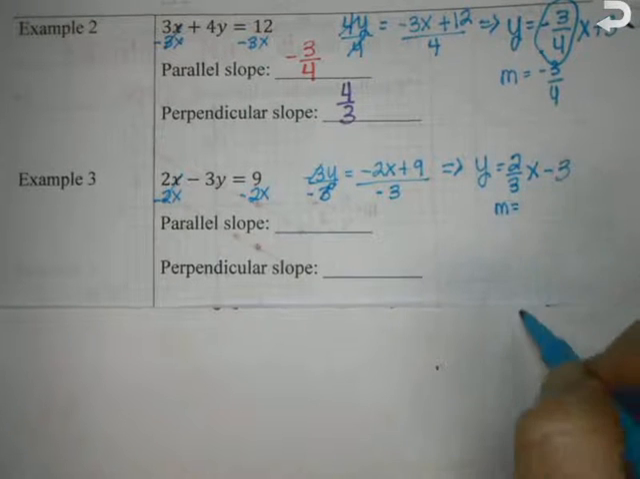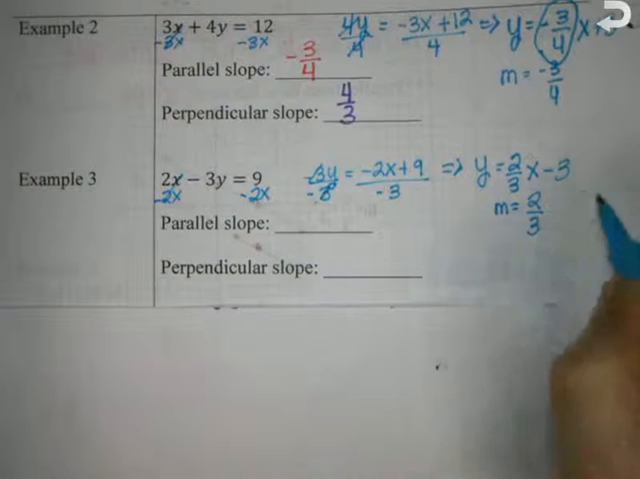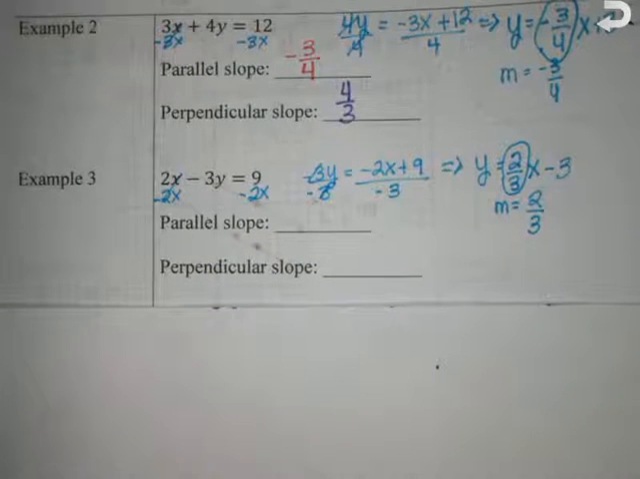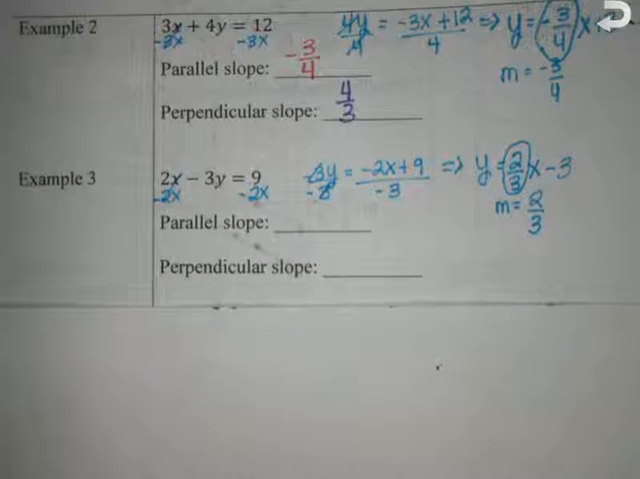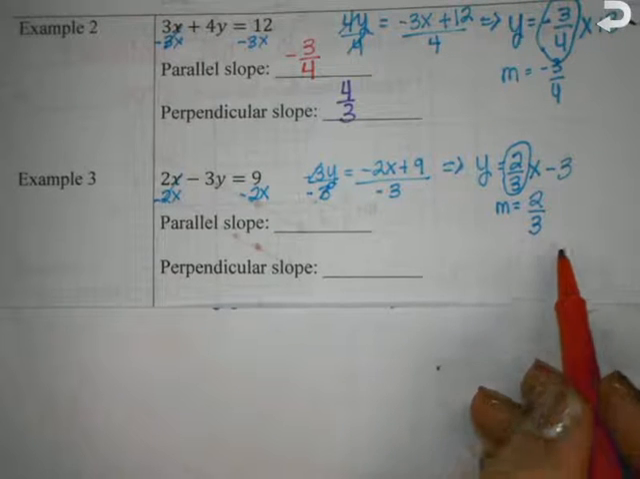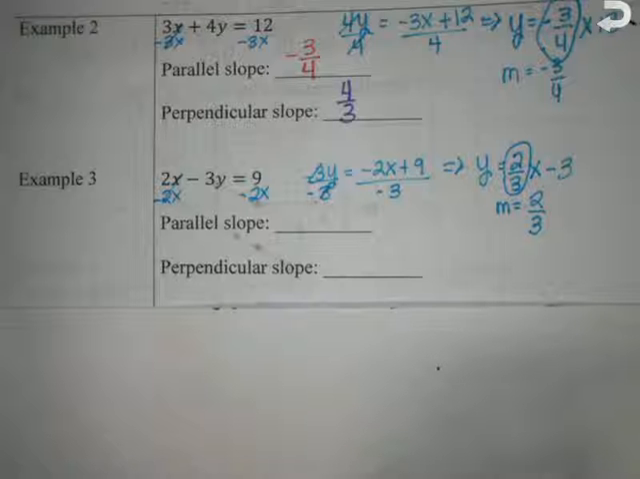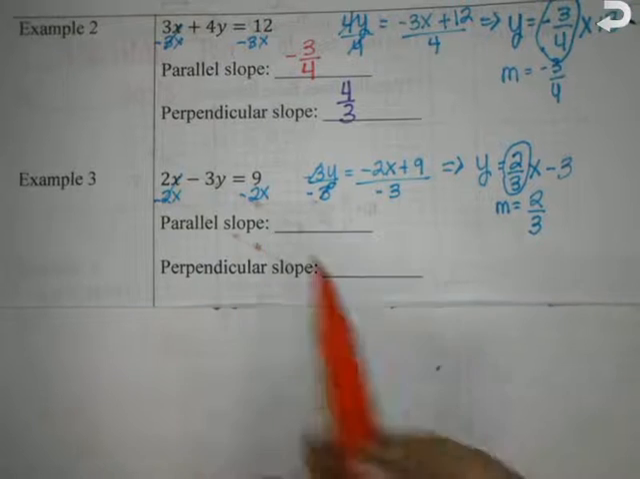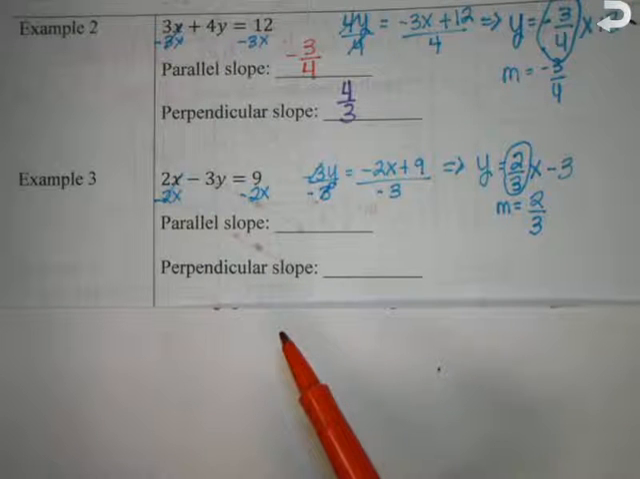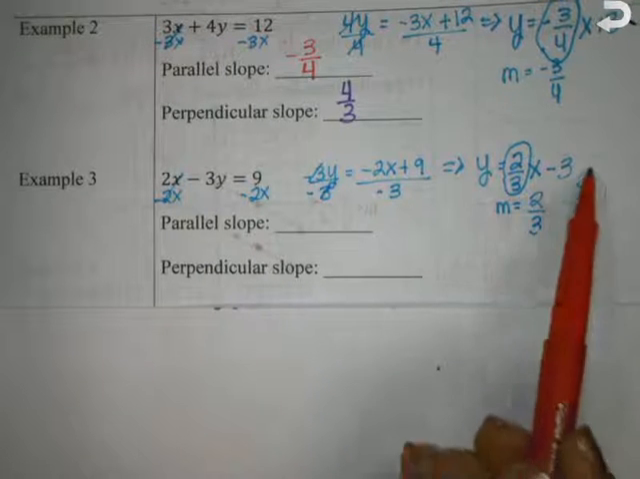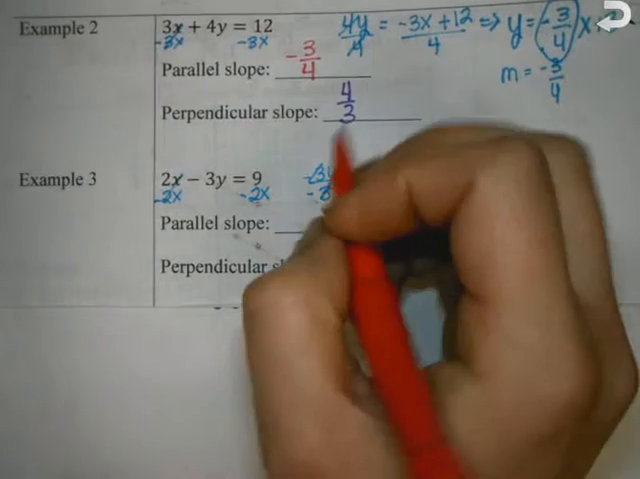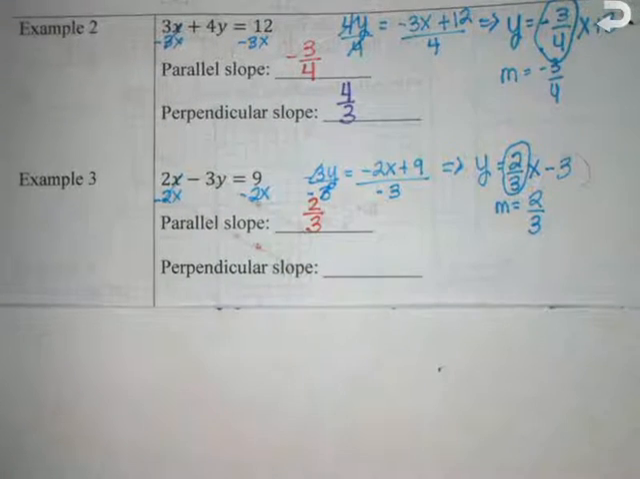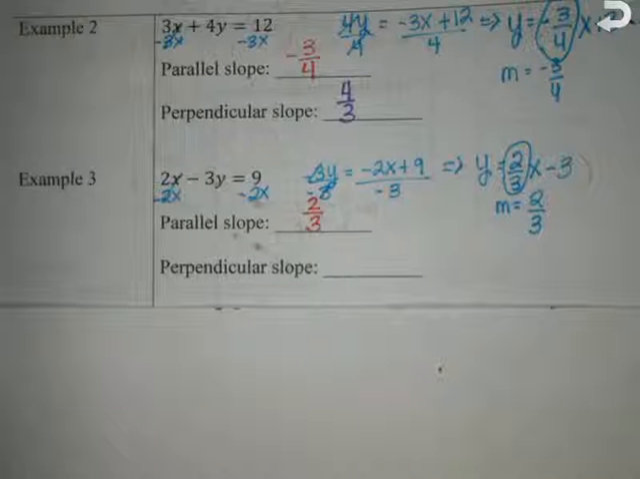So a parallel slope would be what, Destiny? What's the parallel slope of this one? Are parallel slopes the same or different? The same. So the parallel slope would be? What's the slope of this one? 2 over 3. Okay, so what would be a perpendicular slope? Brandon, what would be a perpendicular slope? Negative 3 over 2. Good, negative 3 over 2.